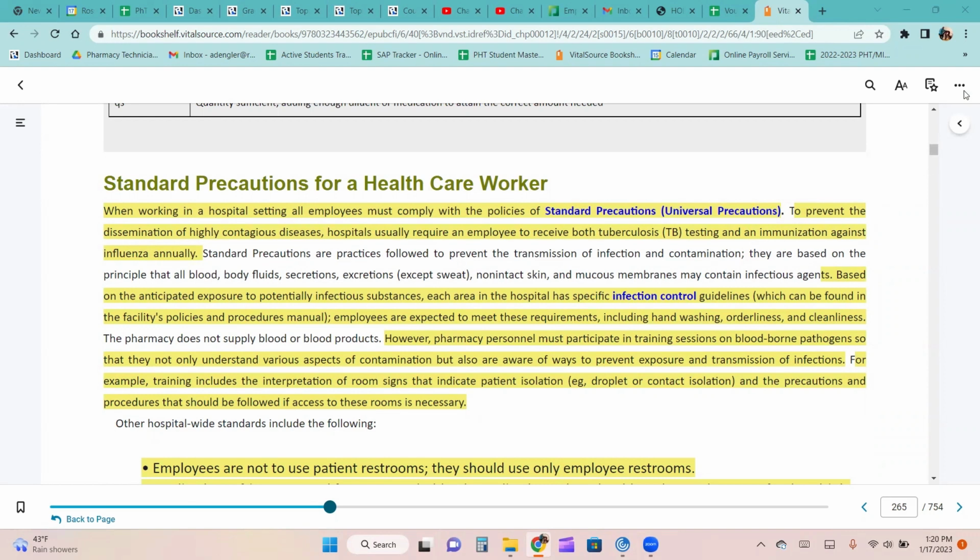Based on the anticipated exposure to potentially infectious substances, each area in the hospital has specific infection control guidelines. Employees are expected to meet these requirements, including hand washing, orderliness, and cleanliness.